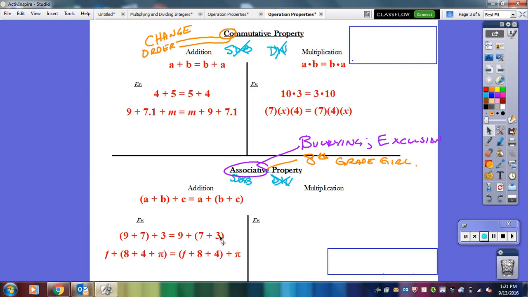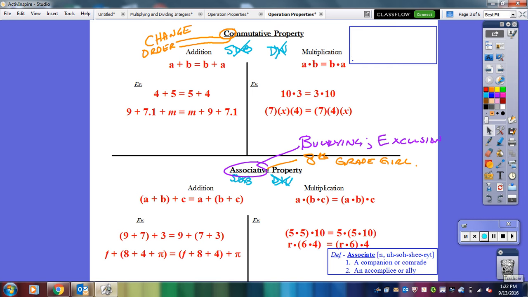There is also an associative property of multiplication. And that is pretty much the exact same thing, except with multiplication. A times B times C equals A times B times C. The order stays the same, just who's associated changes. You can use variables. An associate, which is a noun, is a companion or a comrade, an accomplice, or an ally. So the associate is someone that you're friends with. 5 and 10 are associates. Now 5 is with the other 5.